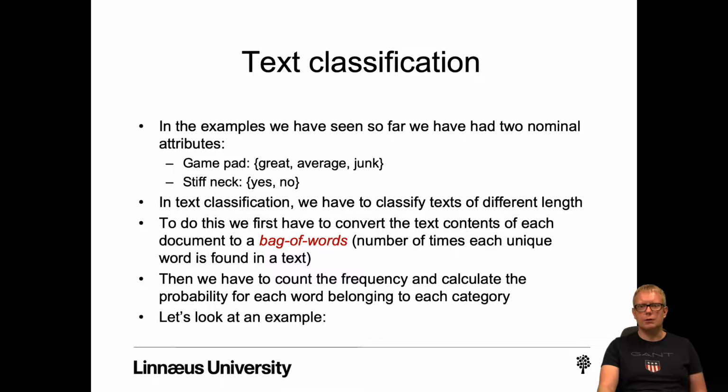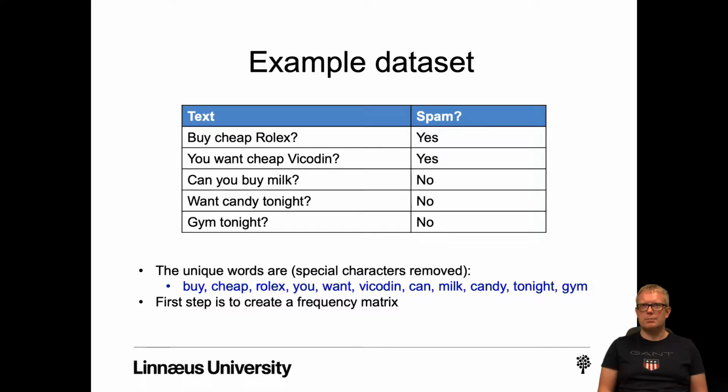So let's look at how this works. So we have a small spam or non-spam example dataset with 5 examples. Buy cheap Rolex, you want cheap Vicodin, that's our spam messages. Can you buy milk, want candy tonight, and gym tonight, that's our non-spam messages. And we remove special chars like a question mark and make all words lowercase, so the unique words are our bag of words: buy, cheap, Rolex, you, want, Vicodin, can, milk, candy, tonight, gym. So that's all unique words in the dataset.